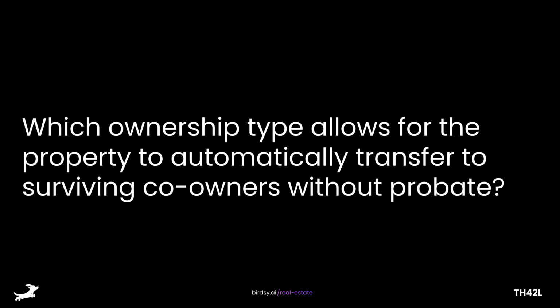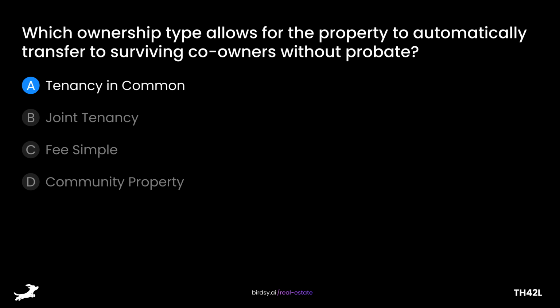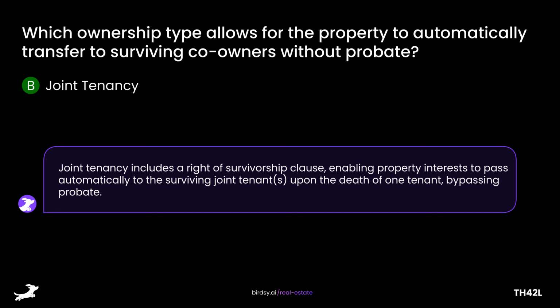Which ownership type allows for the property to automatically transfer to surviving co-owners without probate? Is it A, tenancy in common, B, joint tenancy, C, fee simple, or D, community property? The answer is B, joint tenancy. Joint tenancy includes a right of survivorship clause, enabling property interests to pass automatically to the surviving joint tenant upon the death of one tenant, bypassing probate.